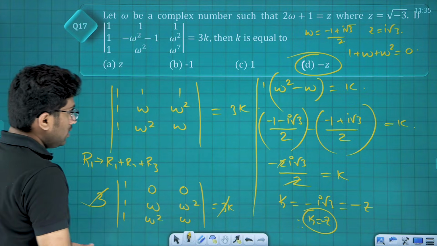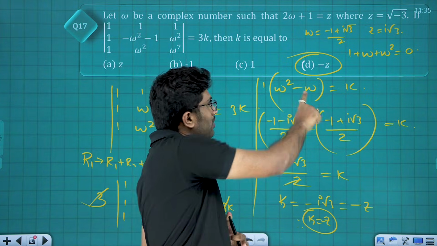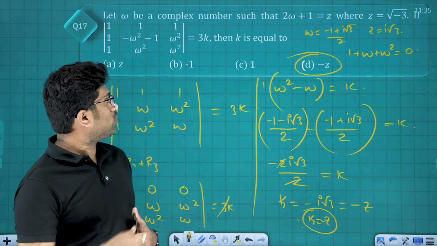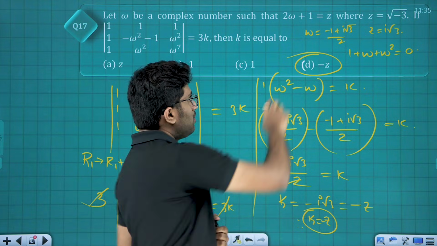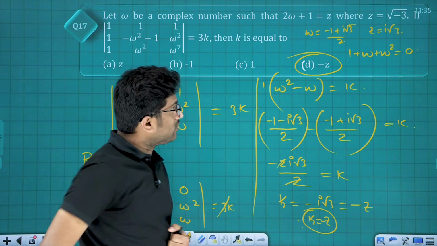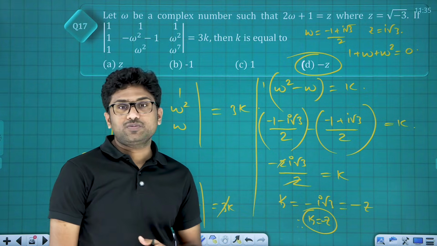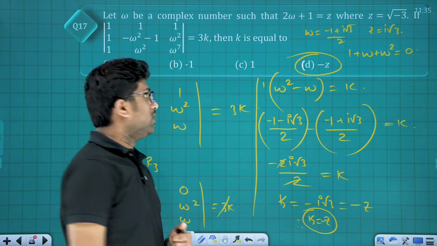Next question. Actually, in this case, omega square minus omega. I expected the answer to be in terms of omega or 1 and all, but they said in terms of z and all. So we have to replace again omega square with its value. Omega square as (-1 - i root 3)/2 and omega as (-1 + i root 3)/2. Okay.